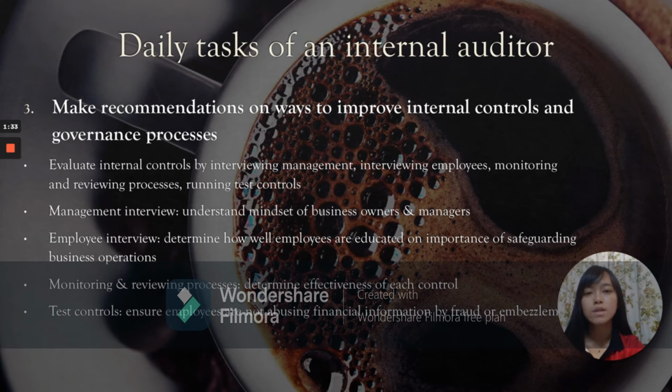Monitoring and reviewing processes can aid internal auditors to determine the effectiveness of each control in the company. Lastly, test controls relate to the company's financial accounting department as a rule. Auditors select a sample of information and test it against the company's standard operating procedures or national accounting standards. This process ensures employees are not abusing a company's financial information by committing fraud or embezzlement.